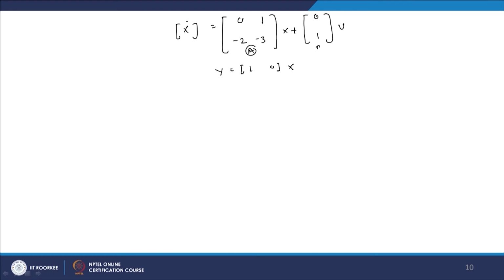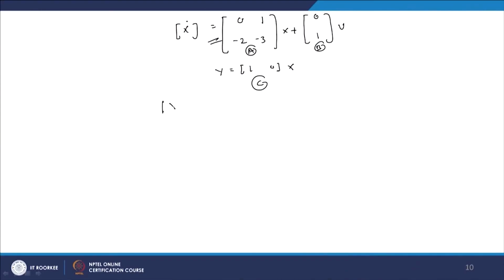Now, we will take the same system which we have taken earlier, x dot equals [0 1; minus 2 minus 3] x plus [0 1] u, and y equals [1 0] into x. This is the A matrix, this is the B matrix and this is the C matrix. Our aim is to check the observability of the system using the Gilbert test, and the Gilbert test is based on the modal matrix. That means we need to determine the eigenvectors. So, the first step is to calculate the eigenvalues of this matrix.